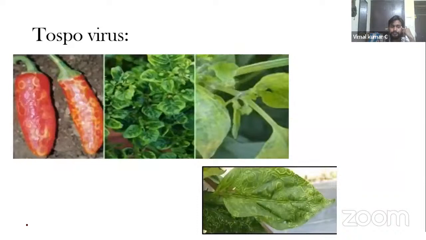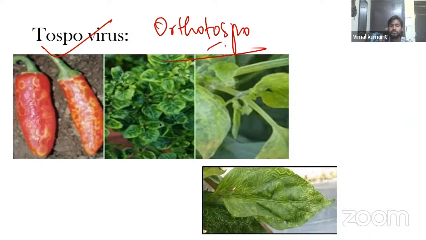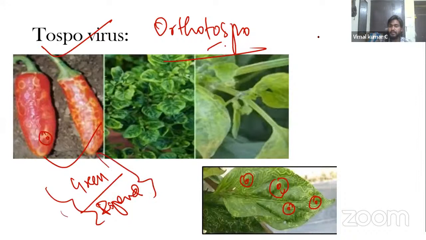The next viral disease is Tospovirus, genus Orthotospovirus. To identify it, it will have ring spots either on the fruit or on the leaf, both can exist. See here how nicely it is having ring spots. It will have very characteristic ring spots, and on the fruit also, either green or ripened. It is transmitted by thrips, Frankliniella schultzei, and even Thrips palmi can transmit it. Seldom you can also see necrosis.